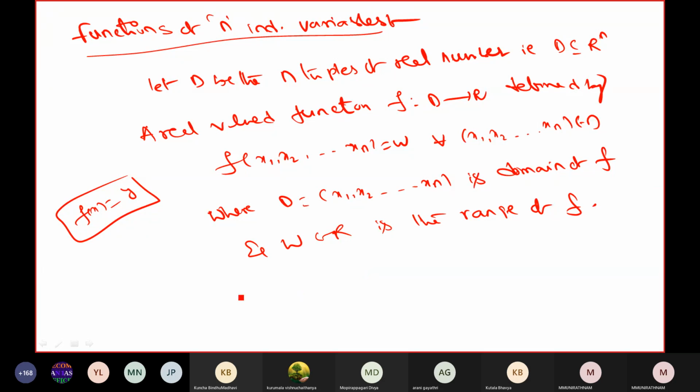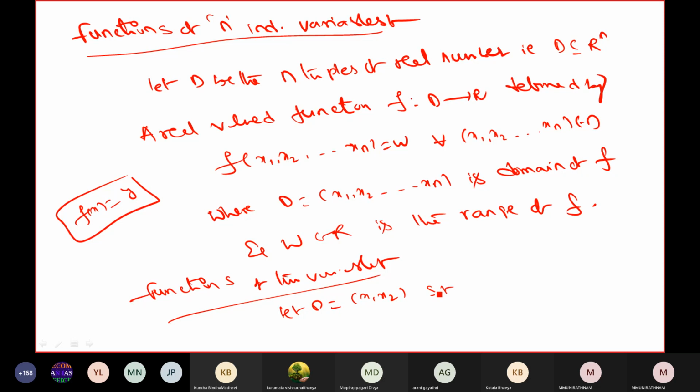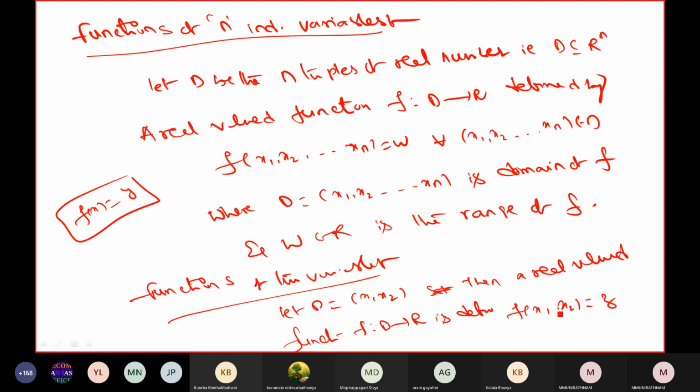In the case of functions of two variables, let D equal to x comma y, or x1, x2, such that there exists a real valued function f from D to R defined by f of x1, x2 equal to z, for all x1, x2 in D. Similarly in the case of three dimensions, x1, x2, x3 will be there. Likewise it goes.